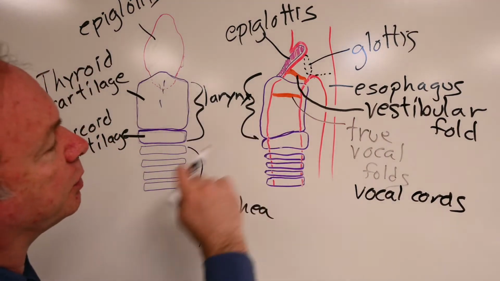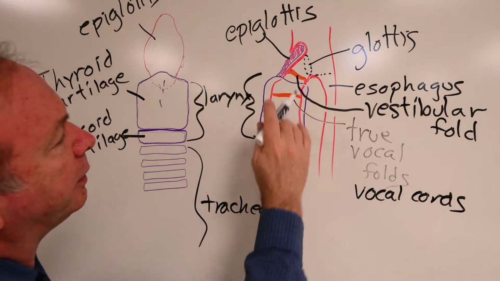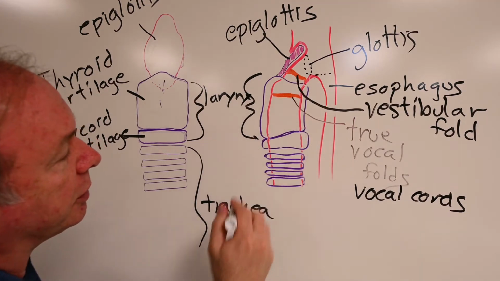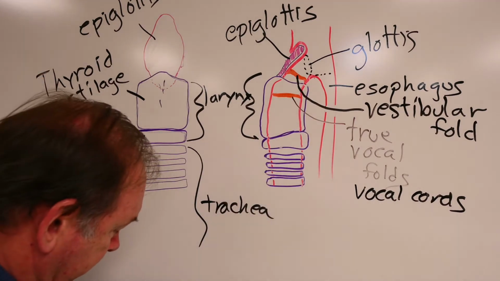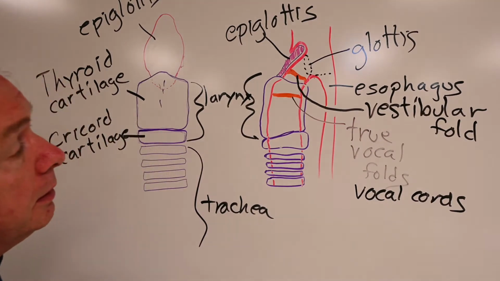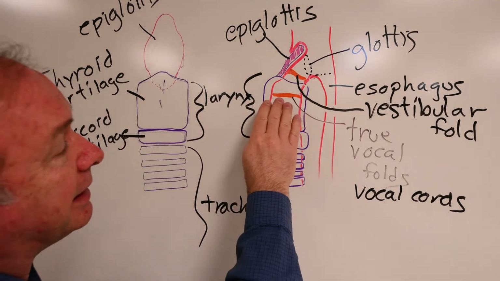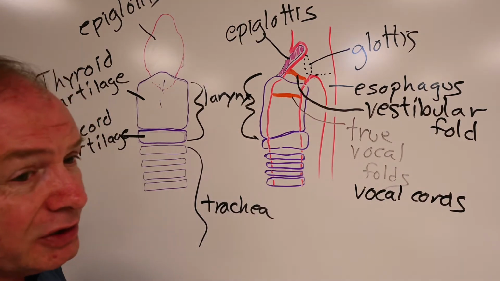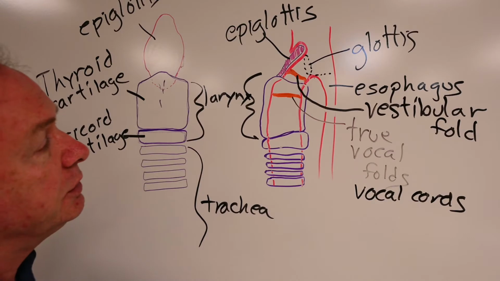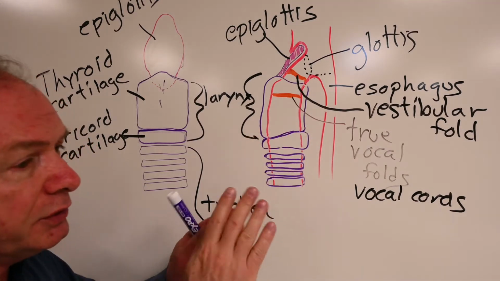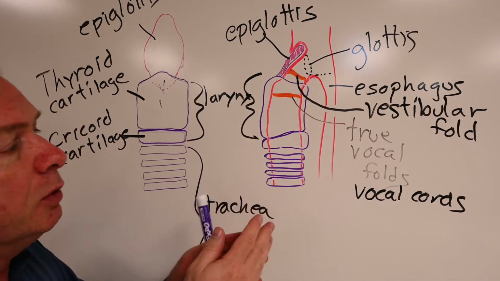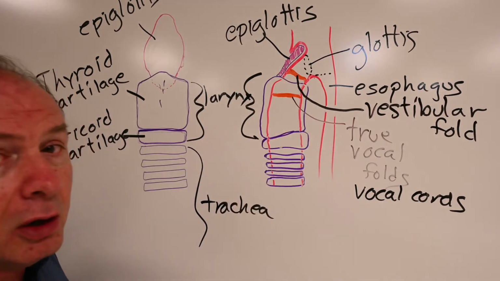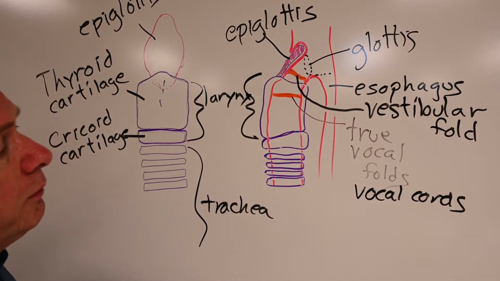Now that's actually situated probably a little further down than what I've drawn it. There are additional cartilages inside the larynx that increase or decrease tension on the vocal folds. Those cartilages are called arytenoid cartilages. So the arytenoid cartilages have muscles attached to them which can tighten or loosen tension on the vocal cords, or true vocal folds. Arytenoid cartilages.